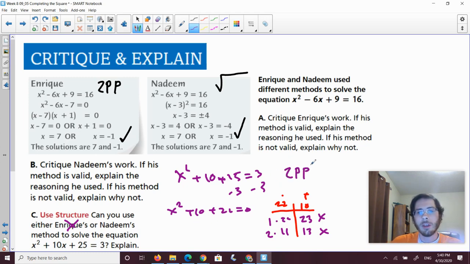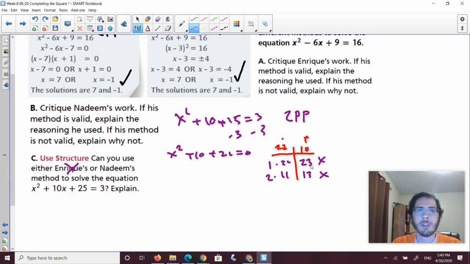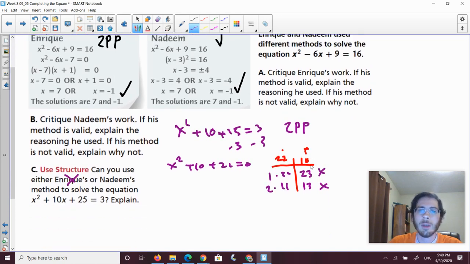But maybe that's okay, because maybe Nadim can't solve it either. Because if Nadim can't solve it either, then maybe this is just one of those that we got to put into Desmos or a graphing calculator and solve by graphing like we did in 9.1. So let's see what this method takes us.